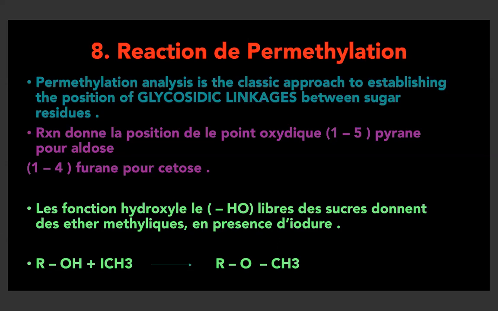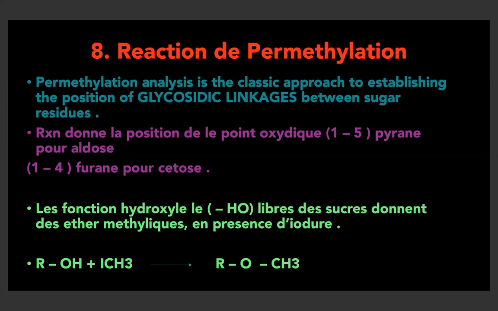Now, the glycosidic linkage, like we defined, is a bond formed between two glucides. An example we gave is sucrose. Sucrose is formed from glucose and fructose. The bond between fructose and glucose is what we are calling the glycosidic linkage.